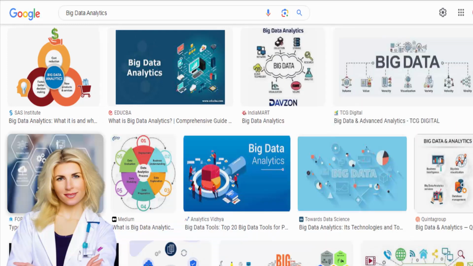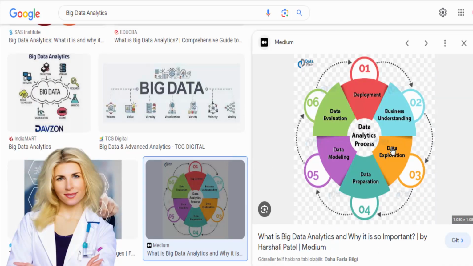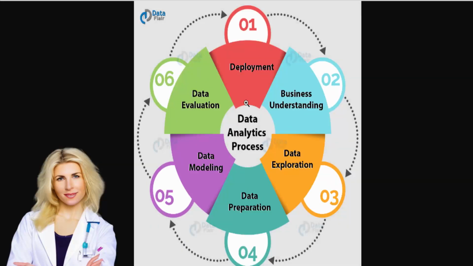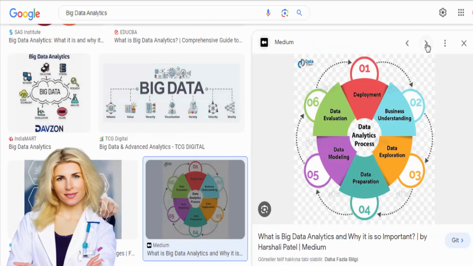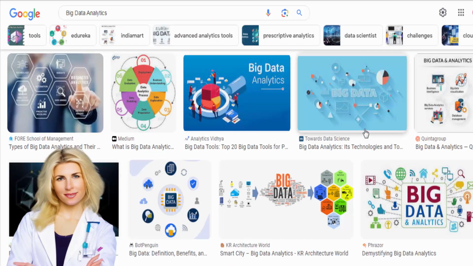Big data analytics is the process of collecting, examining, and analyzing large amounts of data to discover market trends, insights, and patterns that can help companies make better business decisions. Big data is characterized by its volume, velocity, and variety. Volume refers to the large amount of data that is generated and collected each day. Velocity refers to the speed at which data is generated and collected.